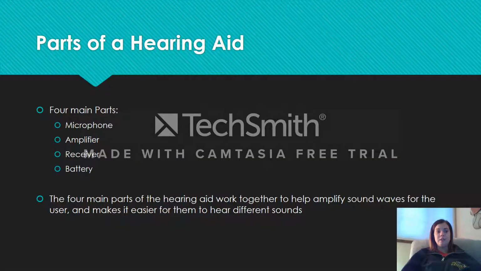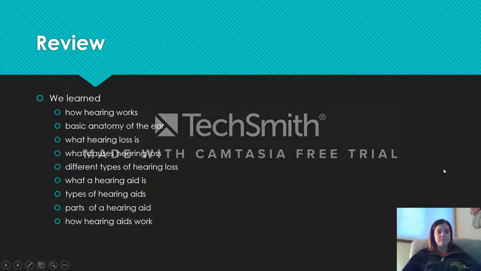In a hearing aid, there are four main parts: a microphone, an amplifier, a receiver, and then the battery. These four parts work together to amplify sound waves. It makes it easier for them to hear the sounds. And that's it. Just some basics.